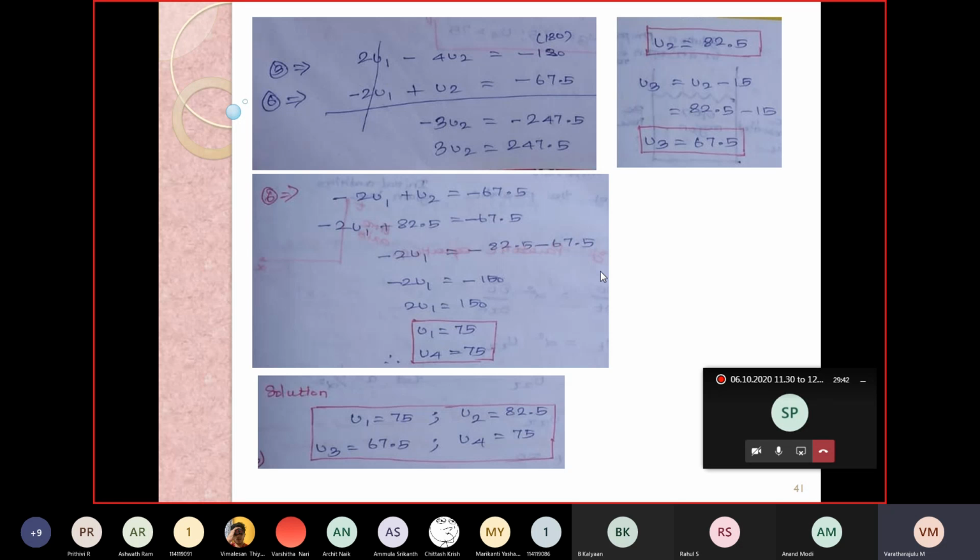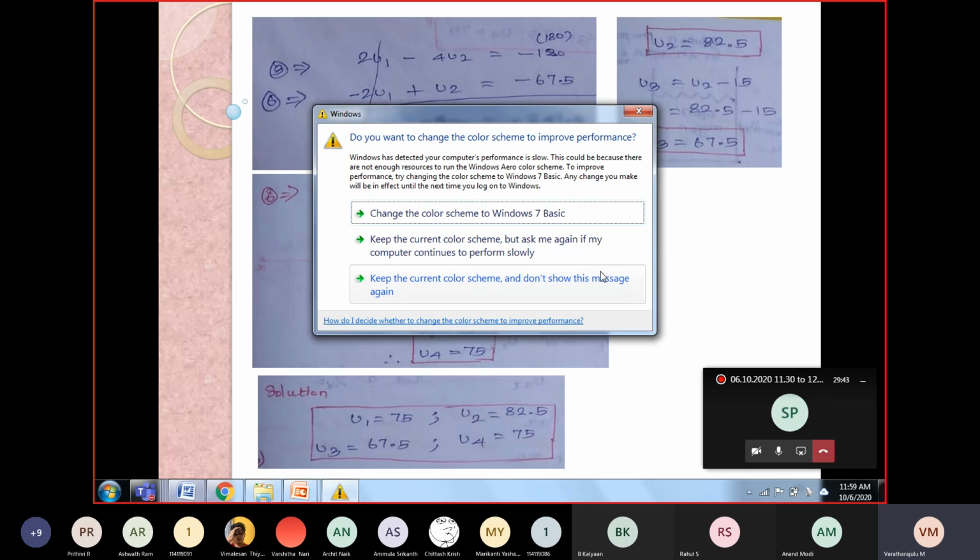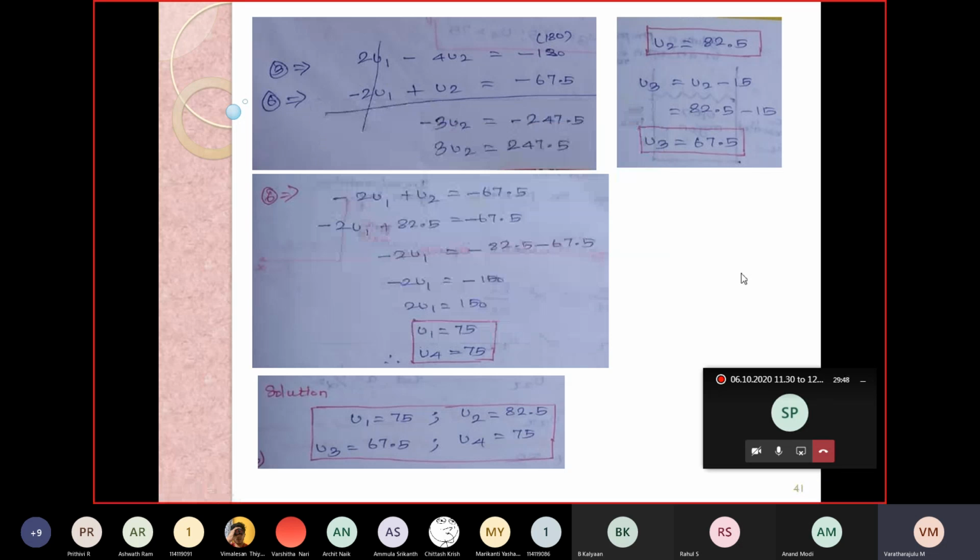Do you have any query with this problem? Okay.